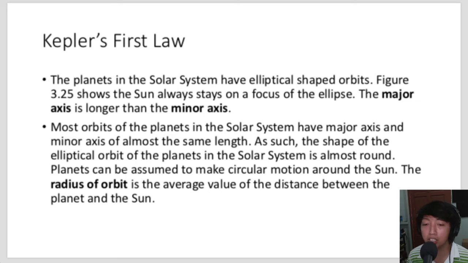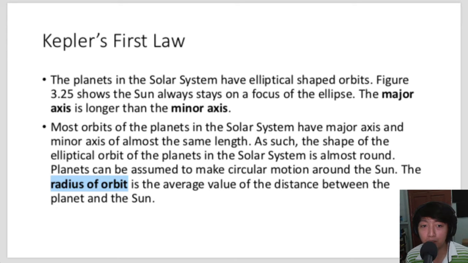When we are doing the calculations, when we write down our formulas and whatever, we assume, kita anggap saja yang putaran planet mengelilingi matahari adalah bulatan yang sempurna. But in actual reality, it's not a perfect circle, but rather it is in the shape of an ellipse. The radius of the orbit is the average value of the distance between the planet and the sun.